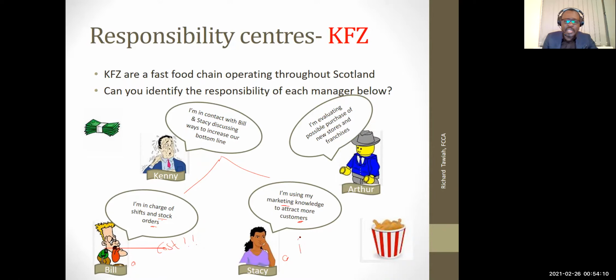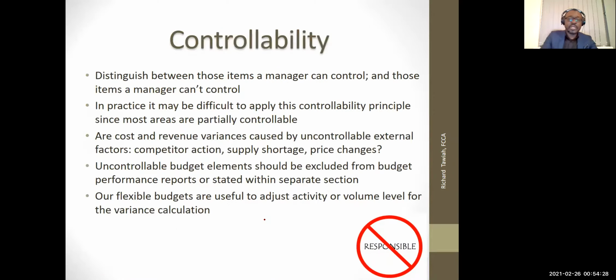Where would you put this guy? Revenue? And where would you put this guy? Profits? And where would you put this guy? Investments? Where would you put them, right? Okay, very easy to work through.